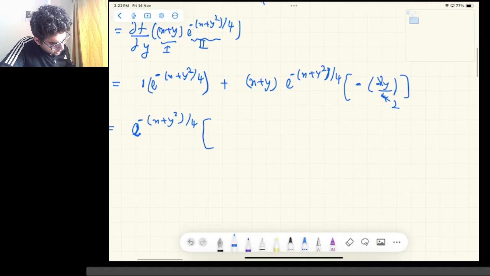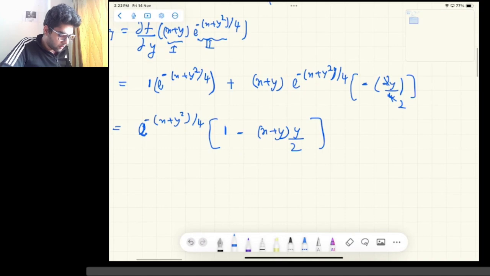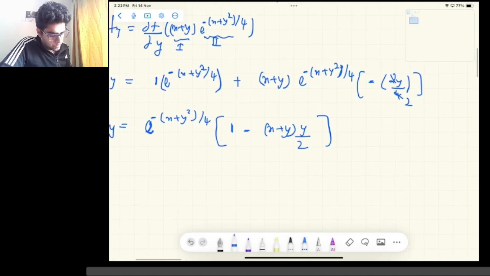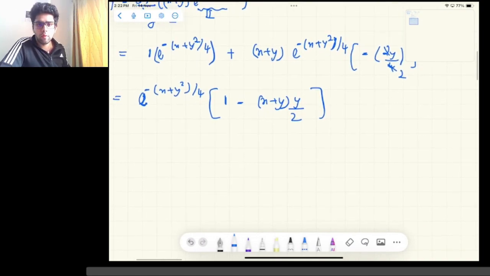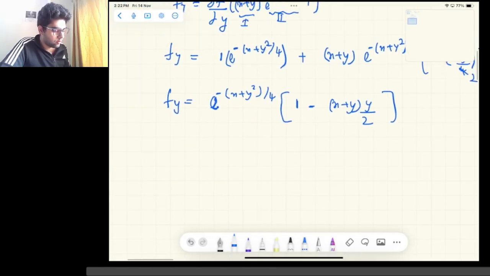Right? If I just take this common, I'll be getting 1 minus (x plus y) into y by 2. Right? Now we have found the first order derivatives also.